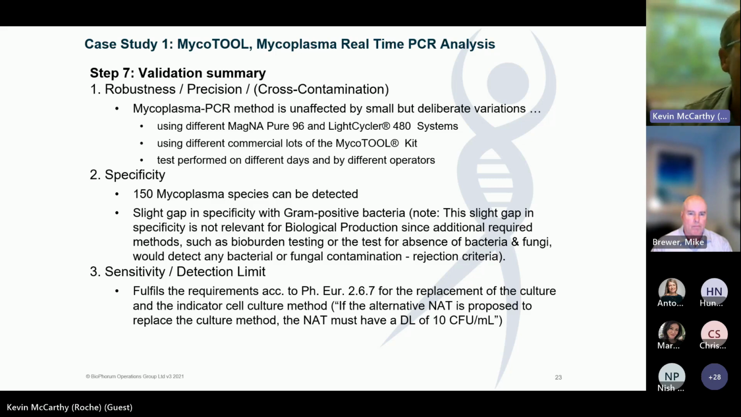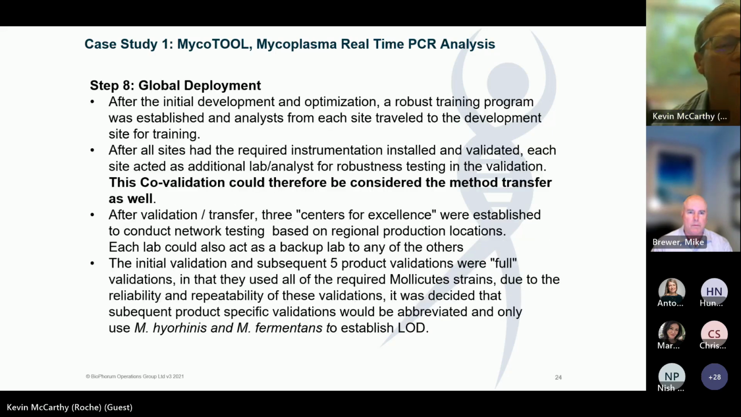The sensitivity and detection limit fulfills the requirements according to the European Pharmacopoeia 2.6.7 for the replacement of the culture and indicator cell method. If the alternative NAT is proposed to replace the culture method, the NAT must have a detection limit of 10 CFU per mil, which they have so far for Roche. Okay. So now we'll move on to step 8 of the 9-step process, which is global deployment.